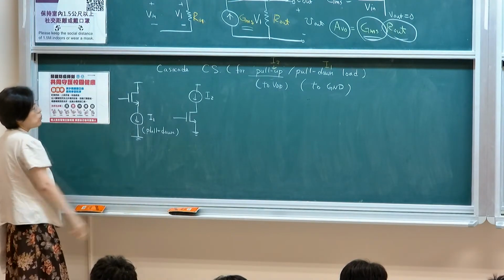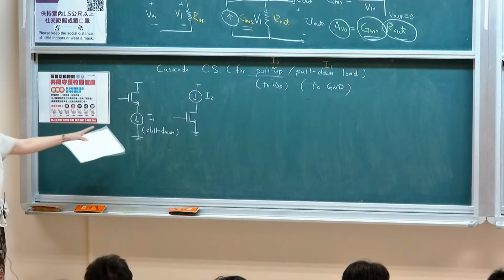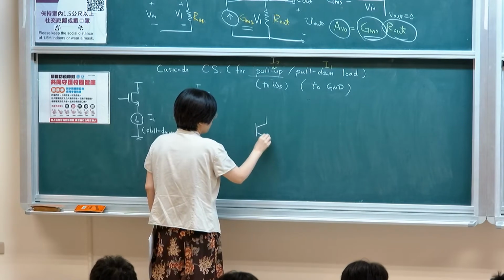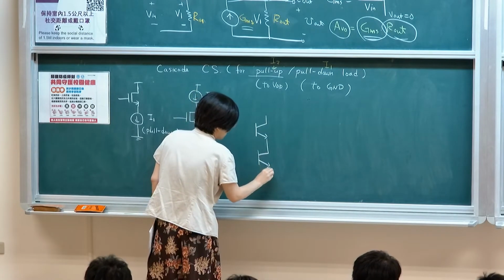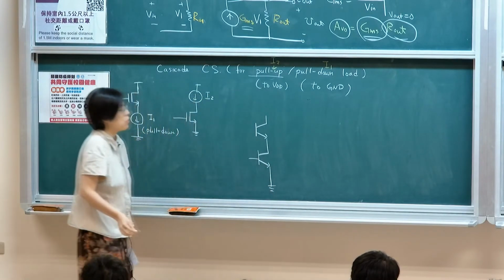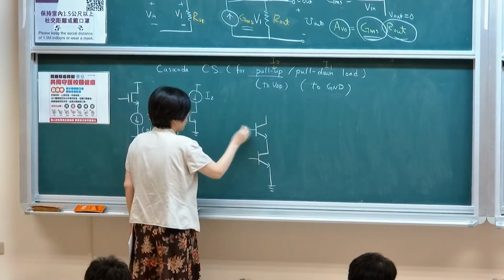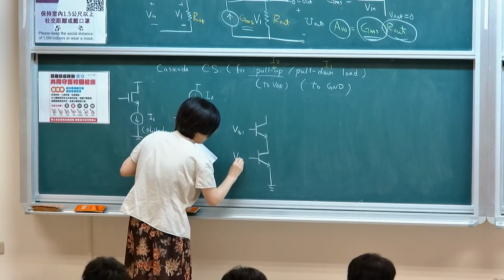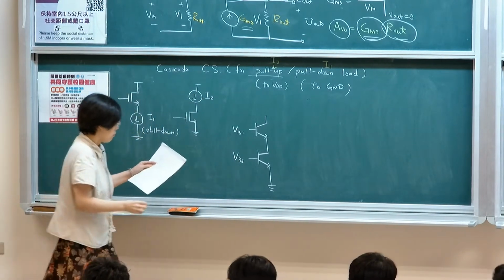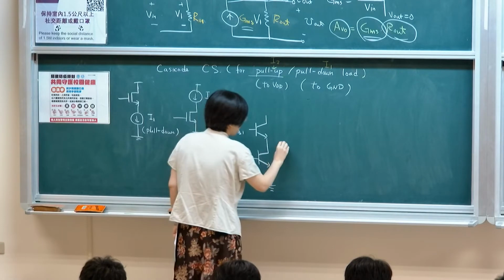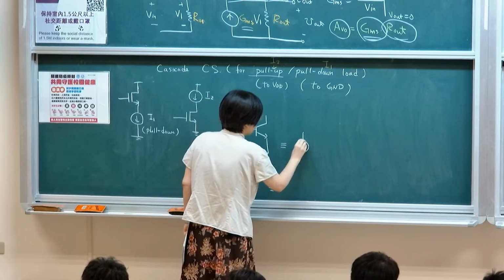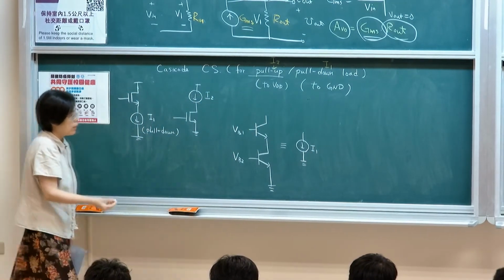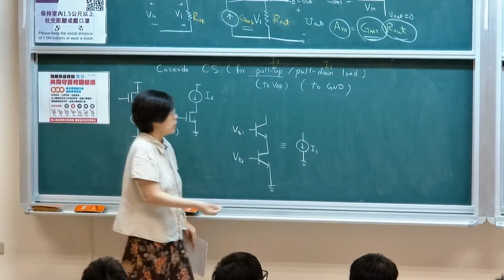So how does one realize this? Let's write a pull-down example. For pull-down, a cascode structure will look something like this. I would have two transistors stacked together with a fixed bias, VB1, VB2. This will be similar to I1. I'm just drawing the BJT. You can do the MOSFET version as well.